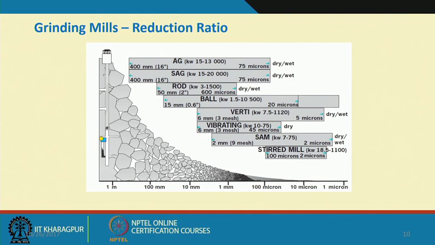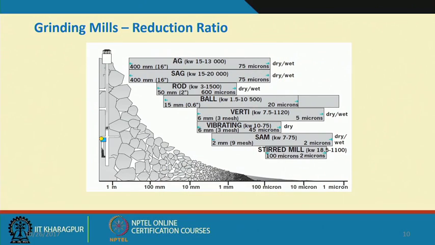Firstly, I need to know what is the final product I require and what is my initial feed size. So, what is the F80 and what is the P80 I require, and then where that P80, that is your product, will be utilized. Will it be sent to a gravity concentration method, or will it be sent to a flotation method, or will it be sent to a magnetic separation circuit?